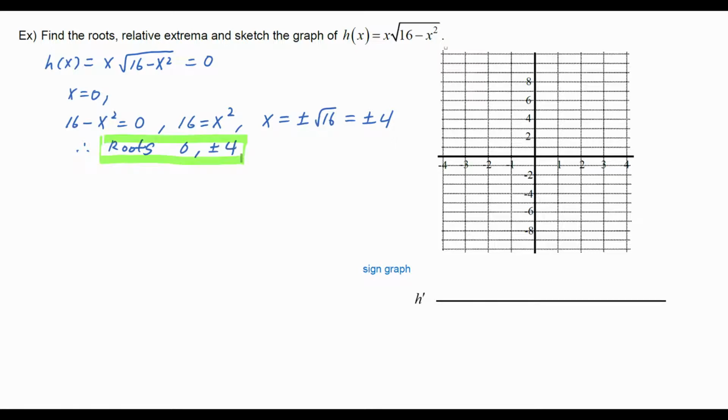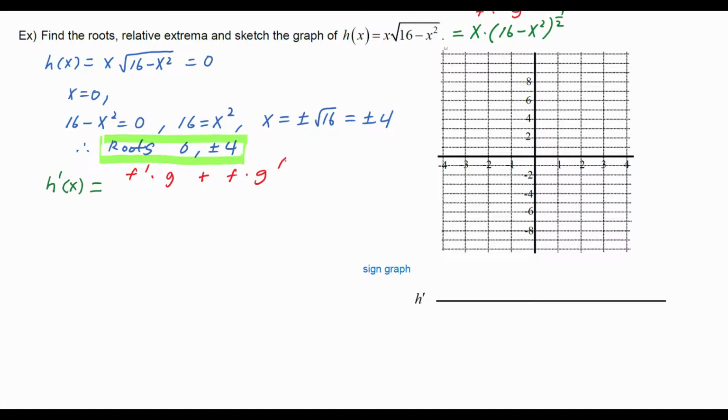So I found my 3 roots, and my roots are 0 and plus minus 4. Now let's find the relative extrema. And to find the relative extrema, I need to find the h prime of x. So h prime of x is equal to, well, this is a product of two functions, right? It's x times, let's rewrite it, this is x times 16 minus x squared to the 1/2 power. So you can call this f times g. So we're gonna do f prime times g plus f times g prime to take the derivative.